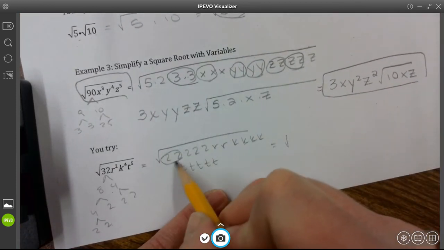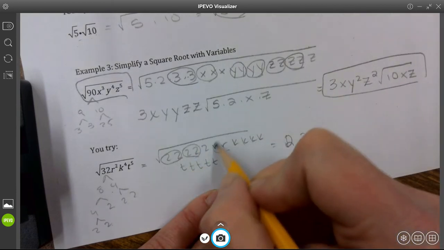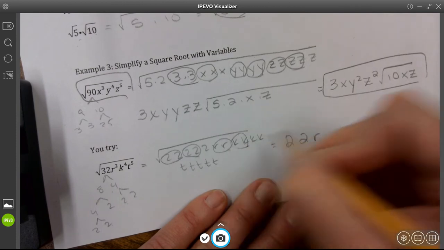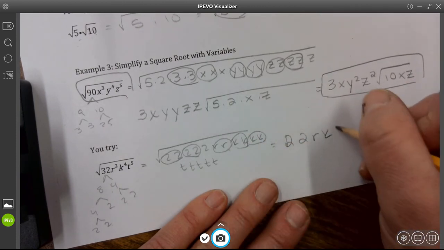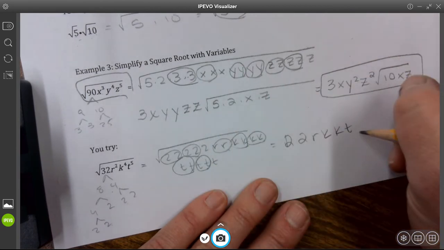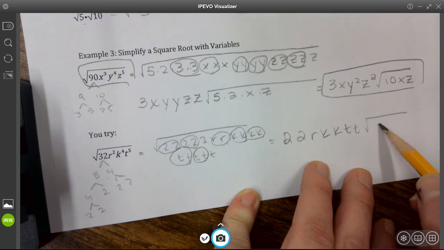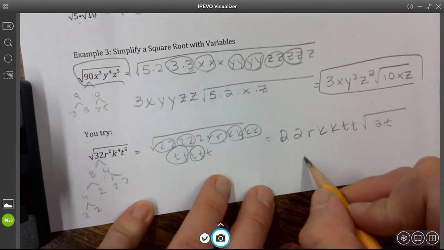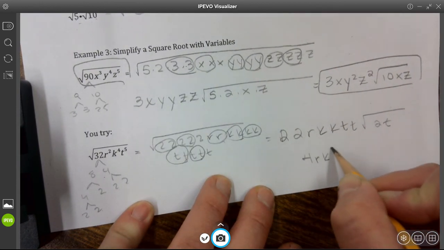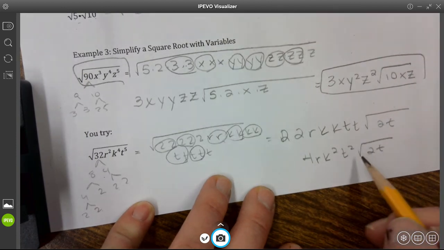It's going to be 1, 2, 3, 4, 5, 6, 7. And then here, we have a 2 and a t inside. When you clean it up, 4rk squared t squared. That's it.